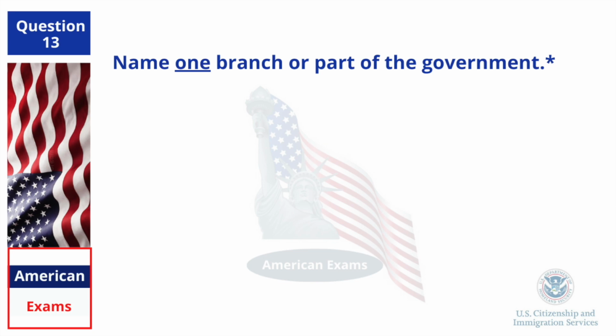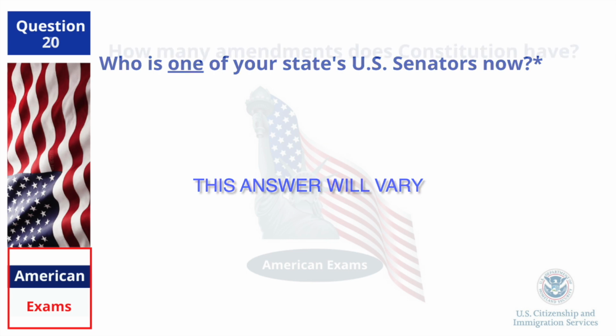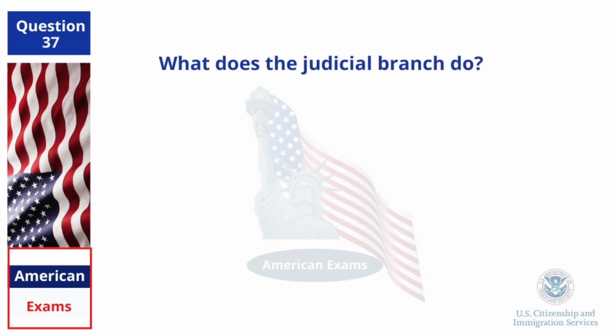Name one branch or part of the government. Congress. Who is one of your state's U.S. senators now? This answer will vary. How many amendments does the Constitution have? 27. What does the judicial branch do? Reviews laws.